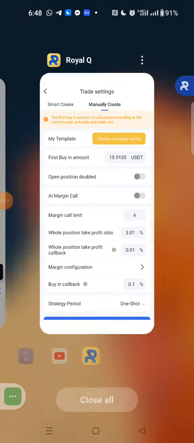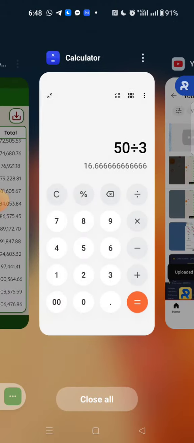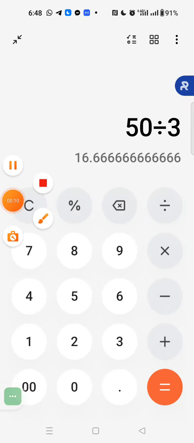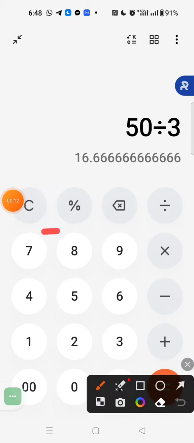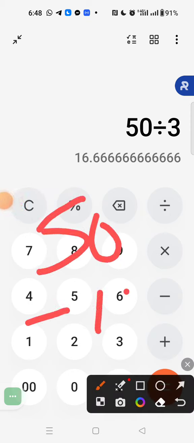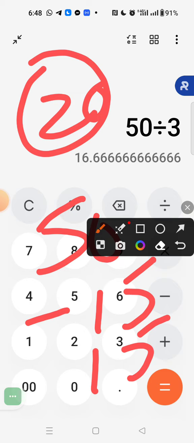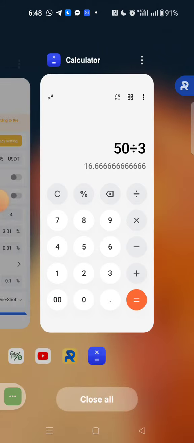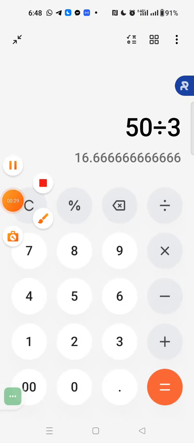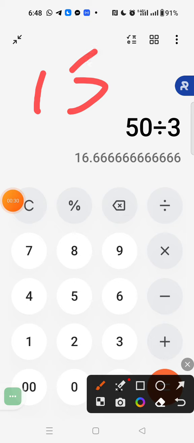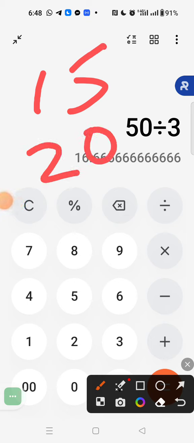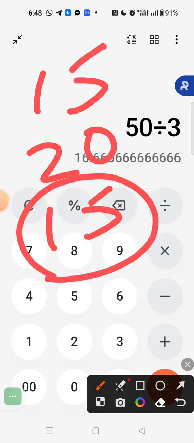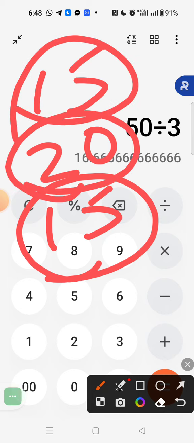So for you, what you will do if you have $50, just come here on your calculator. Divide your $50 and say 50. The first time I'll go with 15. The second time I'll go with 15. That's 30. Then the third time I'll go with 20. So your first day of setting the signal, you will start with $15. Then the second day, you might decide to use 20. Then the third day, you might decide to do 15. One signal a day if you only have $50.